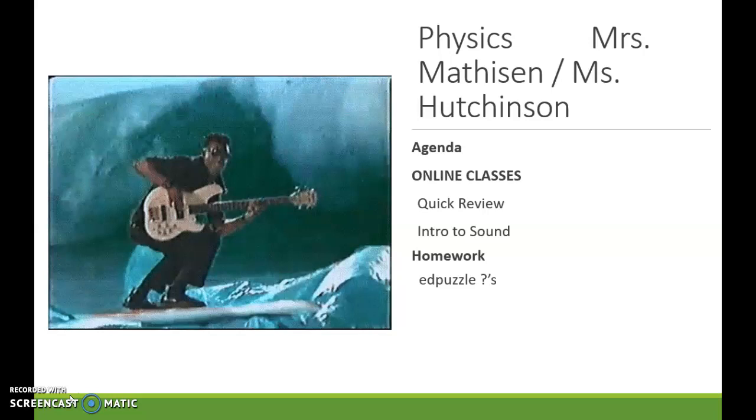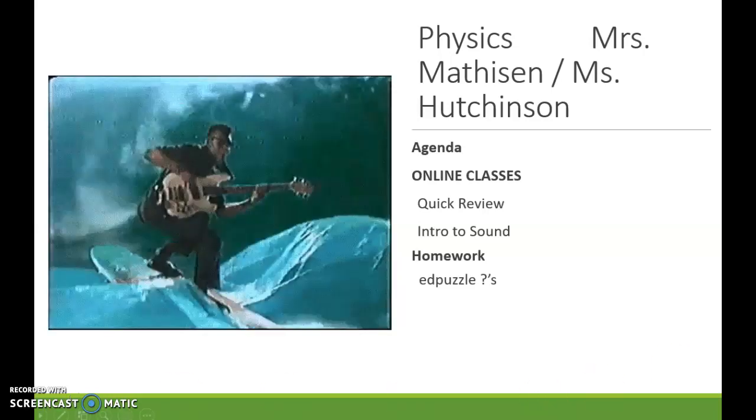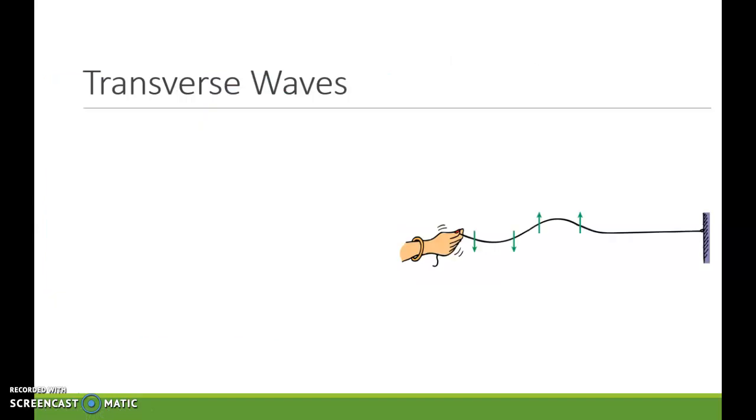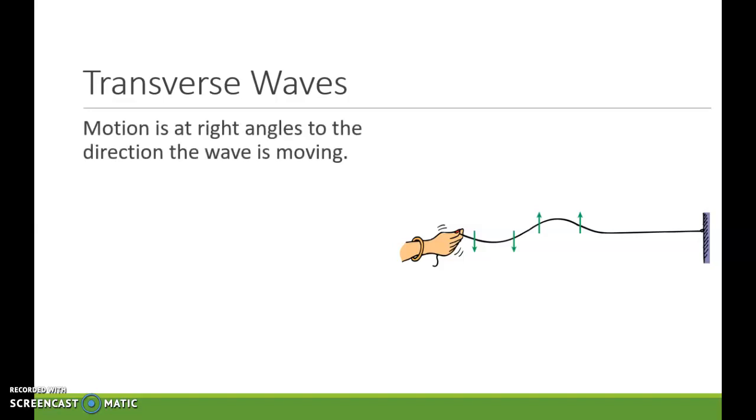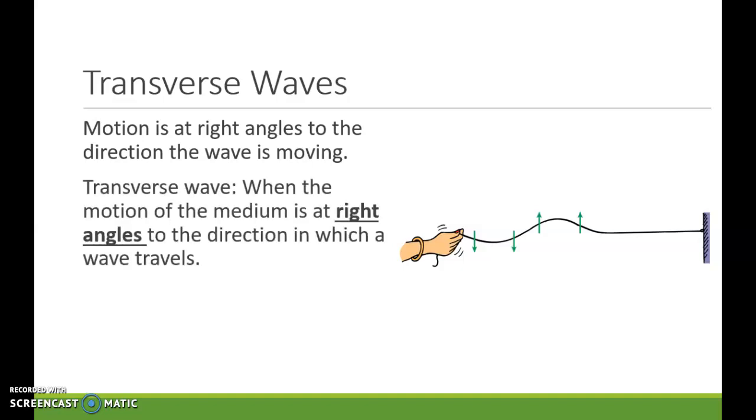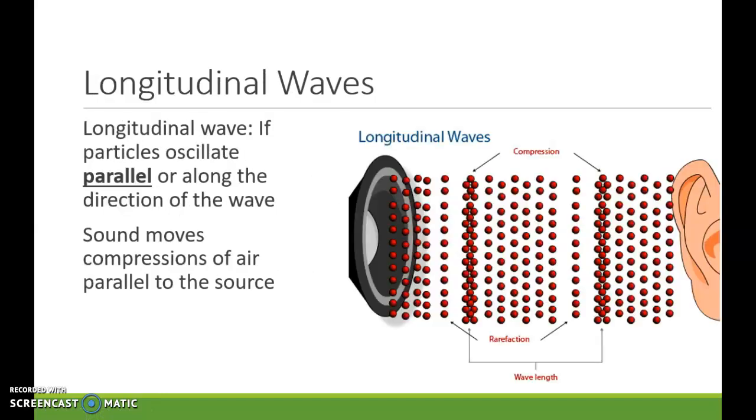And here we go. Sound. So remember, transverse waves, as you can see in the picture, that's what a transverse wave looks like. This is a little bit of review, by the way. These first few slides you have seen before. Motion is at a right angle to the direction the wave is moving. Remember that when the motion of the medium is at right angles to the direction in which the wave travels. So notice in the picture here, you have the right angles, okay? That's relative to the medium. Example, rope shaking up and down.